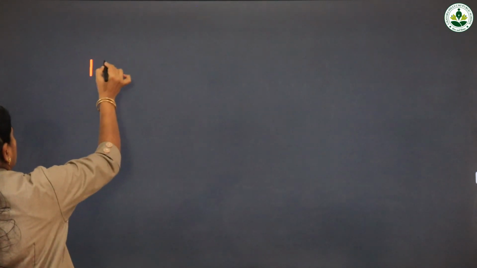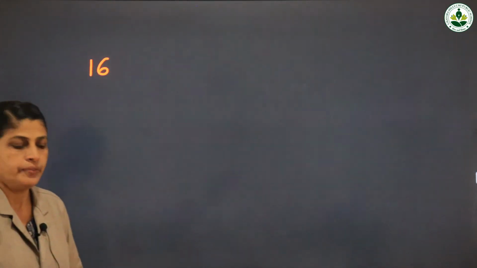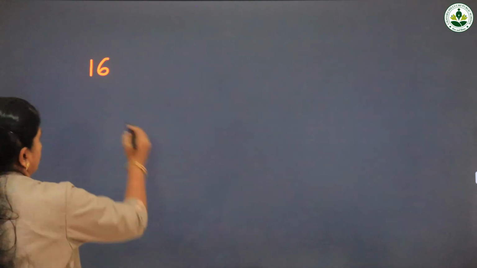Next one is number 16. Okay. We can divide 16 by 16. Then the answer is 1. And we can divide 16 by 4 and we can divide 16 by 2, or we can find the factors in another way. We can find out which two numbers multiply to get the product 16. We can write it that way.